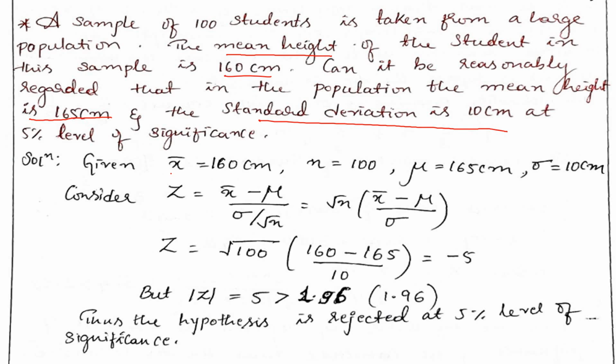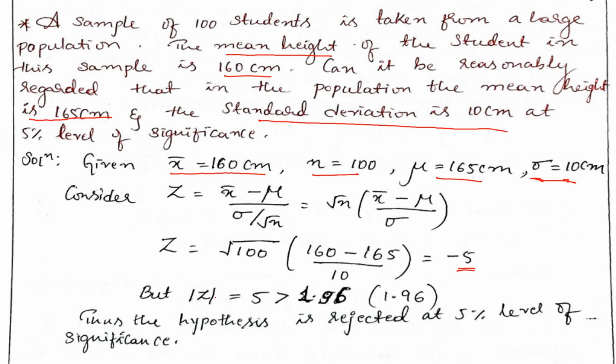So now they have given x bar equal to 160 centimeter, that is the mean height of the given sample. Next given n, it is 100, and mean height mu is 165, and also standard deviation sigma is given, so sigma equal to 10 centimeter. Now you should use the formula z equal to square root of n times x bar minus mu by sigma. So using all the values you are going to get the value minus 5 here.